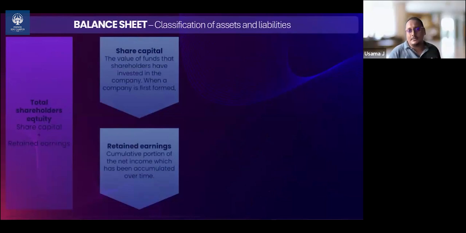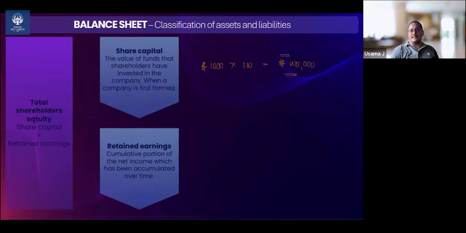And then you had the total shareholders' equity. Share capital, the value of funds that the shareholders have invested in the company when the company was first formed. So let's say initially when the company was formed, we said that each share was $1,000 and there were 100 shares in play. Therefore, the share capital input by the owners is $100,000. Very simple.